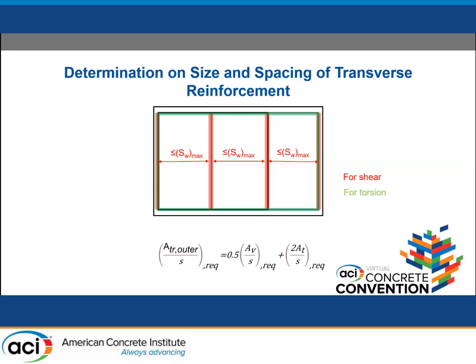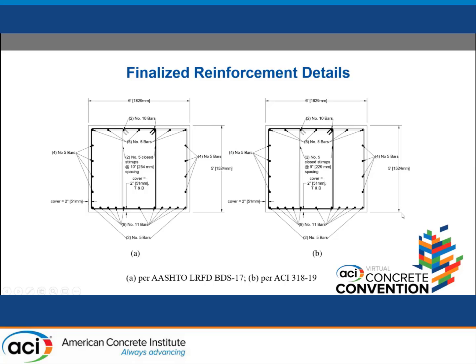As you can see here, the outer legs will be subject to the combination of shear and torsion, so the size and spacing of the outer legs will control the design. We used an equation, shown here, to determine the required quantity for the outer legs. Based on that quantity, we can determine the size and spacing for the transverse reinforcement. This finalizes the design sketch of the section view.